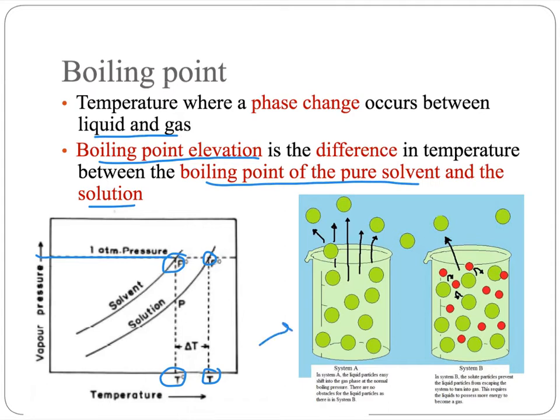And a little illustration on the right shows how these other particles kind of get in the way of the solvent making the transition from liquid to gas, and so that's why they have to have more energy. They have to be at a higher temperature in order to push their way out and make the transition from liquid to gaseous state.